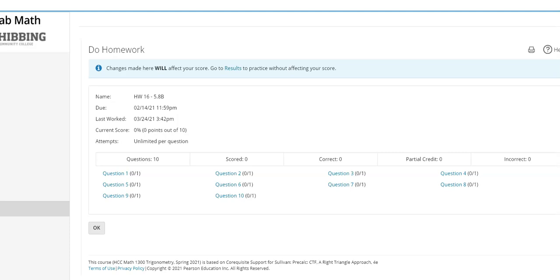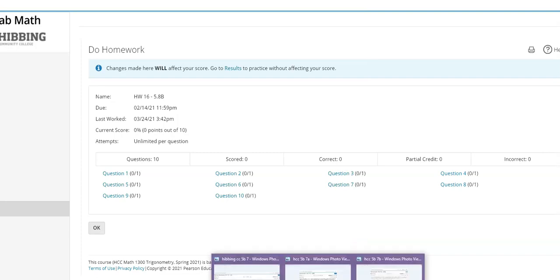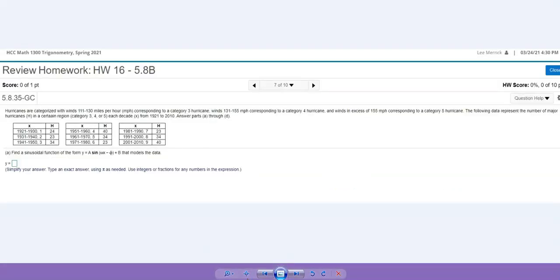All right, so I've had some questions about homework 16, which is 5.8b, and one question in particular, question 7. Let me go ahead and pull up the picture of it. This is talking about hurricanes, and it gives us a bunch of data from every 20-year increment, starting from 1921 all the way through 2010.